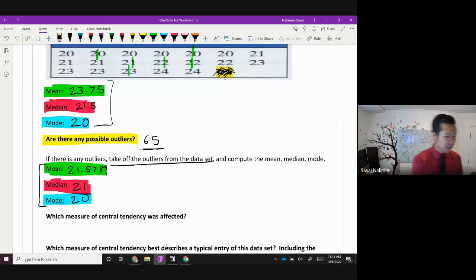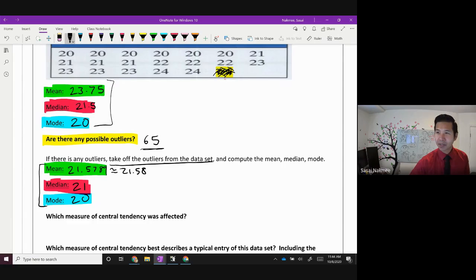Were we supposed to round? Just round it to at least 2 decimal places. So if you wrote down 21.58, right, that's perfectly fine. If you wrote down 21.6, that's fine as well. I just wanted to get you used to rounding to more decimal places. So just get to 2 decimal places.